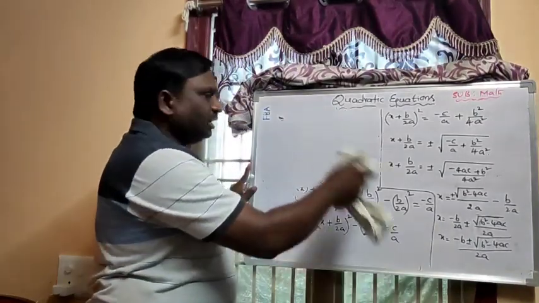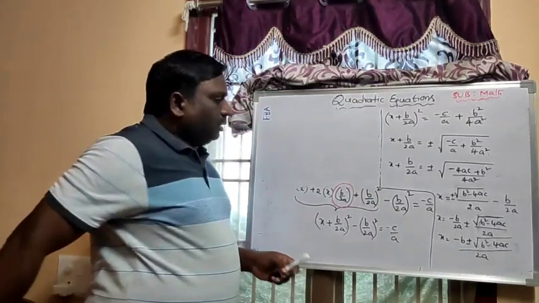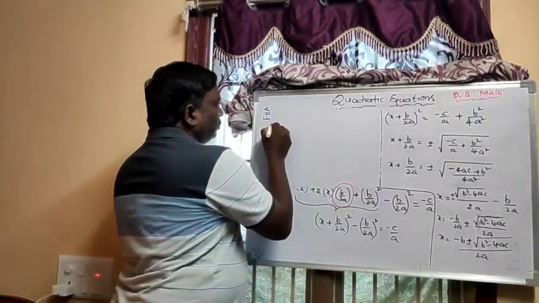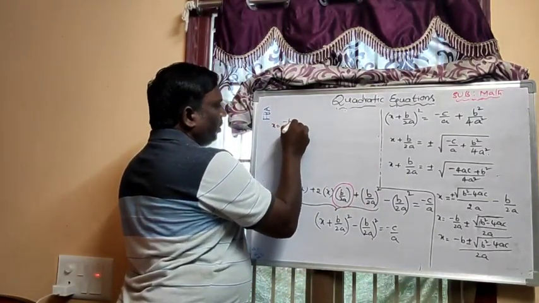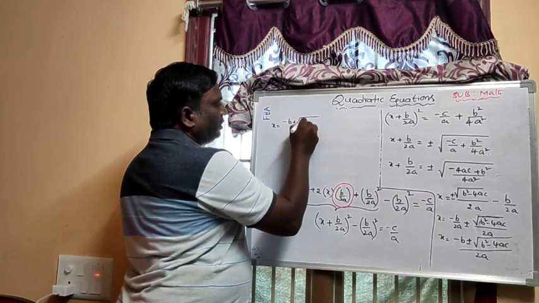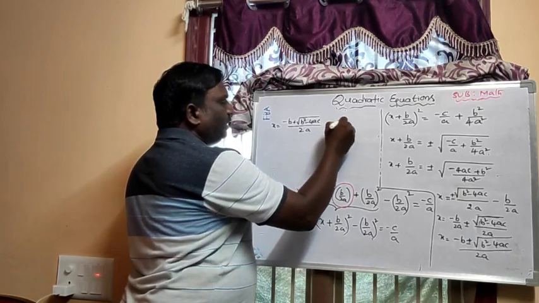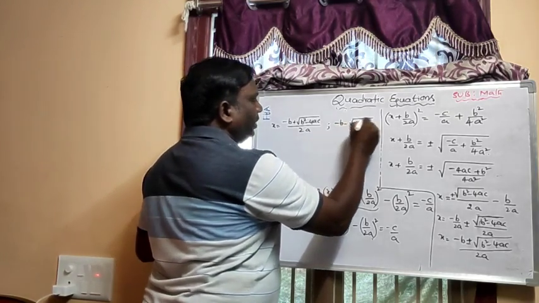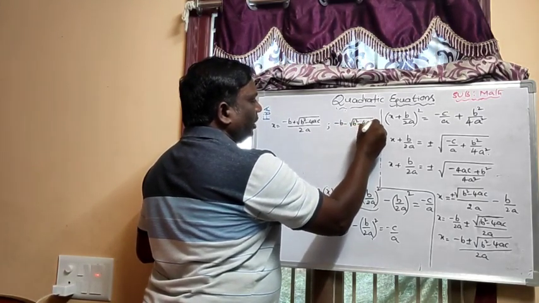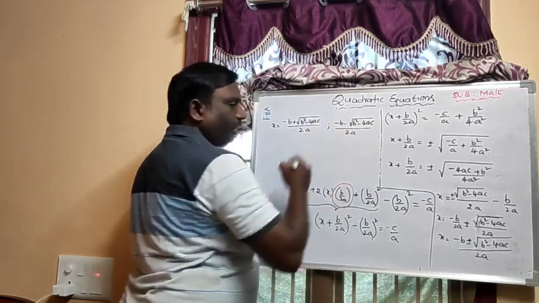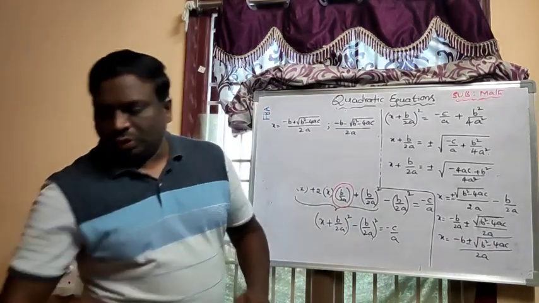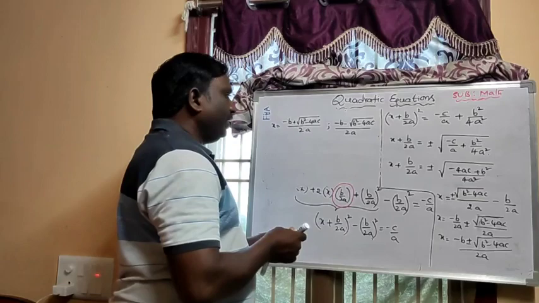Because of that no space, that's why I am erasing here. So x equal to minus b plus square root of b square minus 4ac by 2a, and another solution is minus b minus square root of b square minus 4ac by 2a. These two are the solutions of the given quadratic equation.